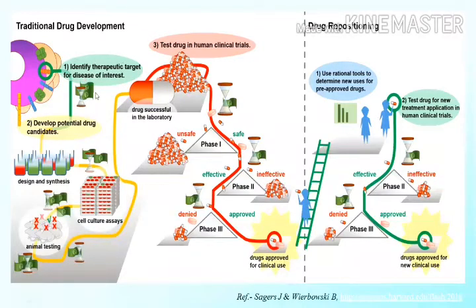that we have to identify the therapeutic target for a disease, then develop potential drug candidates, identify the hits, design and synthesize them, and then we have to go for in vitro studies, then animal studies in vivo, then we have to go through the different phases of the clinical trial, and then the drug gets FDA approval. So it's a very time consuming process.